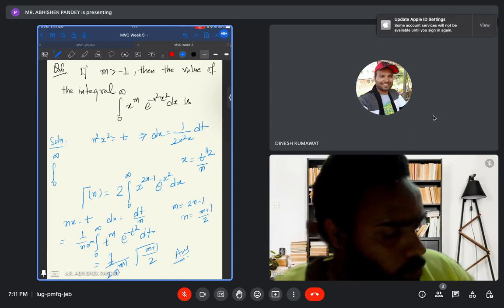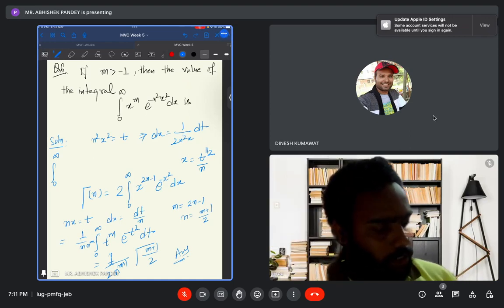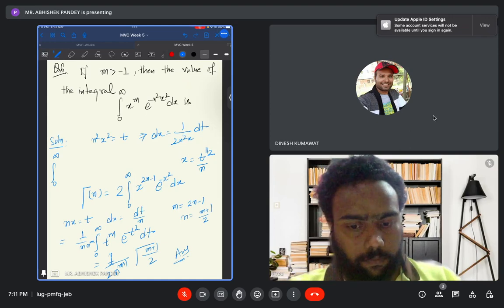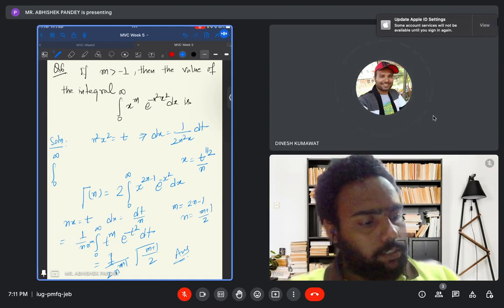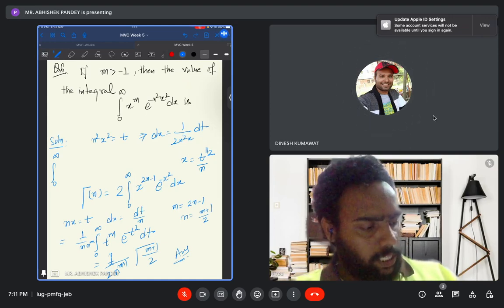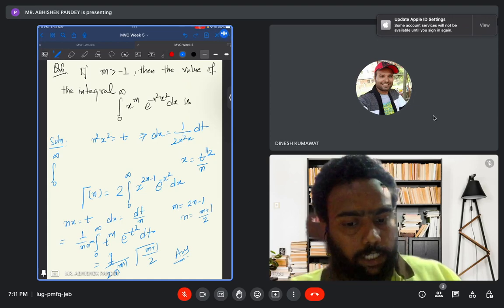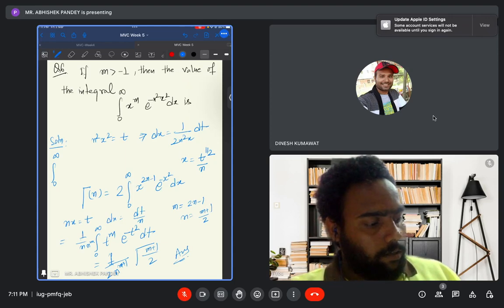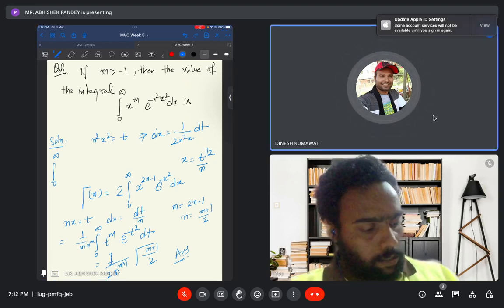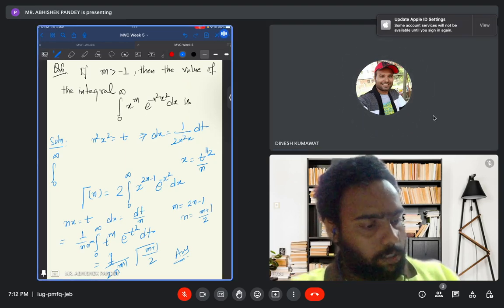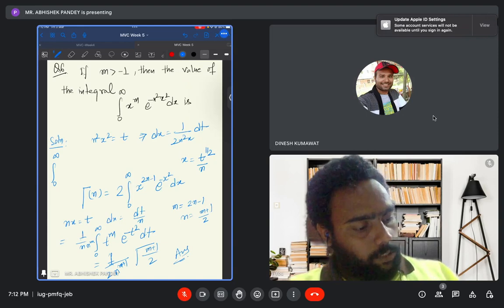Anyhow, going by the conventional way also, only this will come. Then there it will come t to the power m plus 1 by 2 into e to the power minus t dt, isn't it? Yes, sir. And this thing will come outside. Okay, fine.